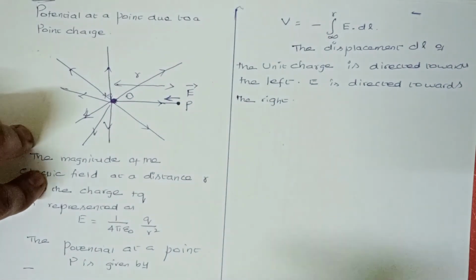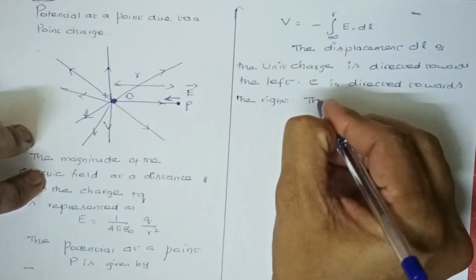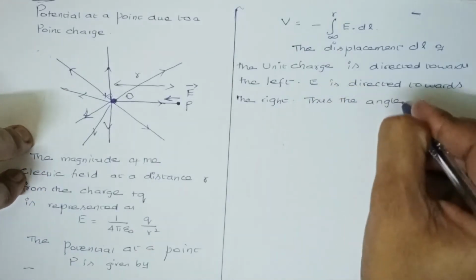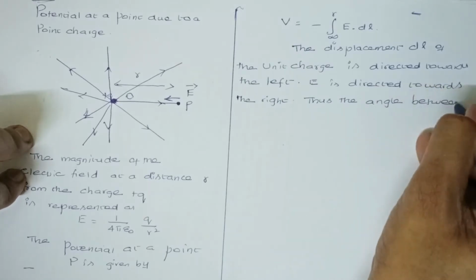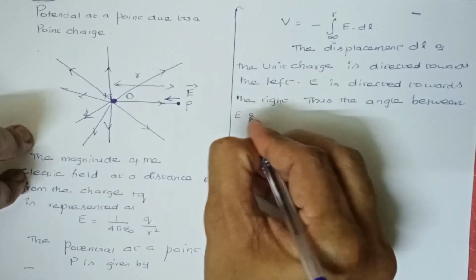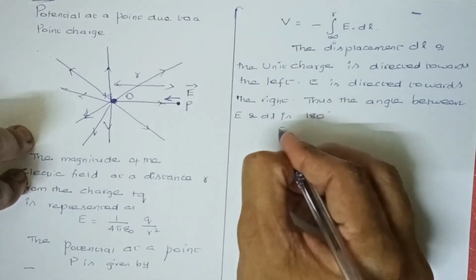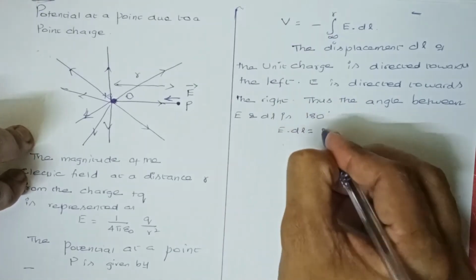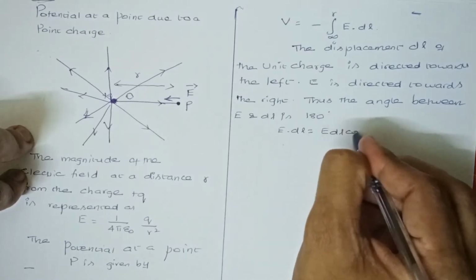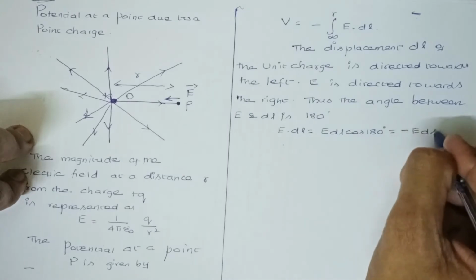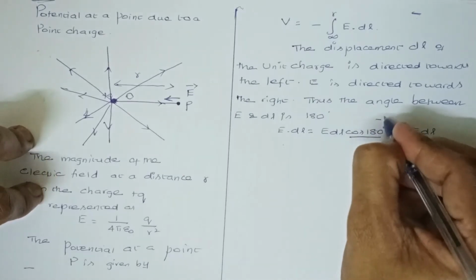Okay. So that's the angle between E and DL. The angle between E and DL is 180 degrees. So E dot DL is equal to E DL cos 180 degrees, that is minus E DL, since cos 180 is minus 1.